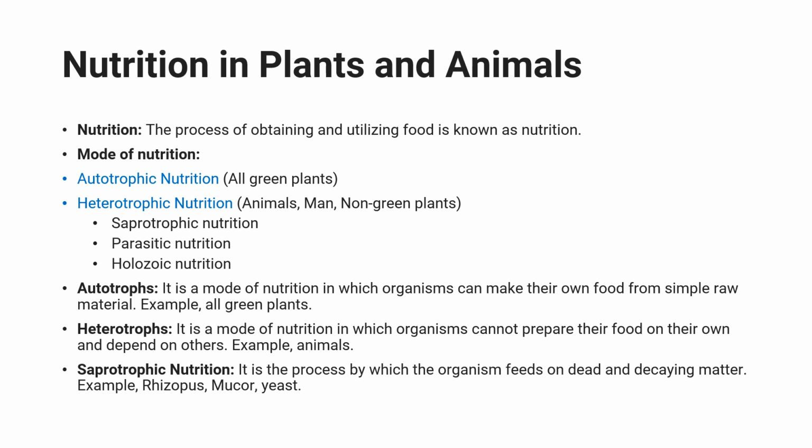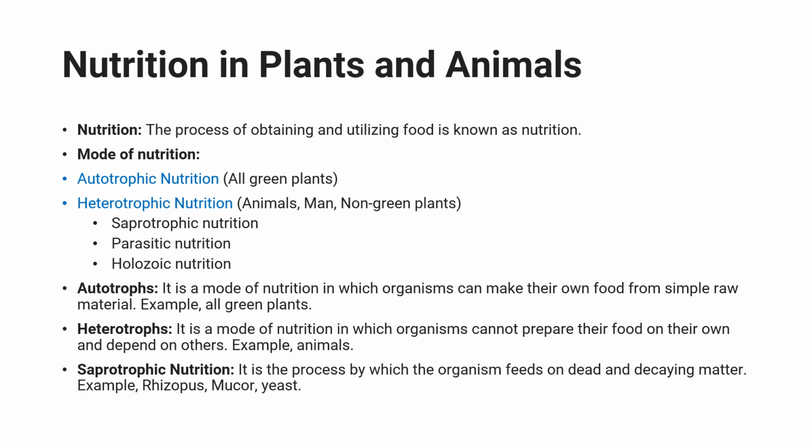Let's look at the nutrition in plants and animals. Nutrition is the process of obtaining and utilizing food. So what are the different modes of nutrition? Autotrophic nutrition, which is found in all green plants, and heterotrophic nutrition, which is found in animals, man, and non-green plants. Heterotrophic nutrition is further classified into saprotrophic nutrition, parasitic nutrition, and holozoic nutrition.